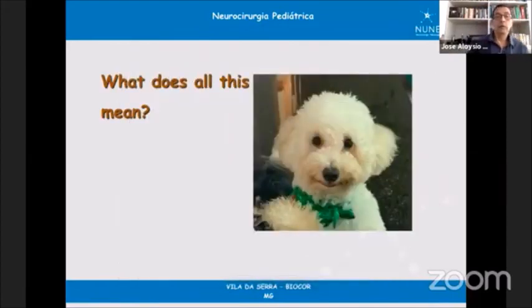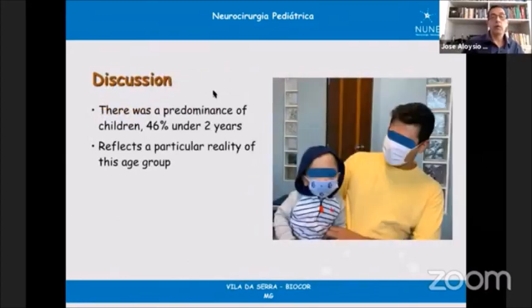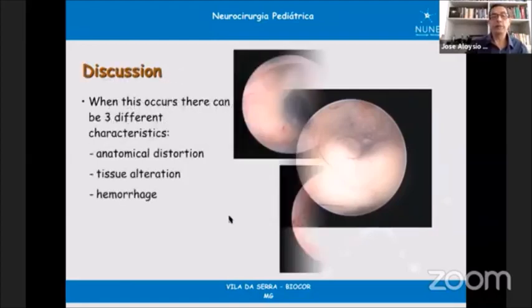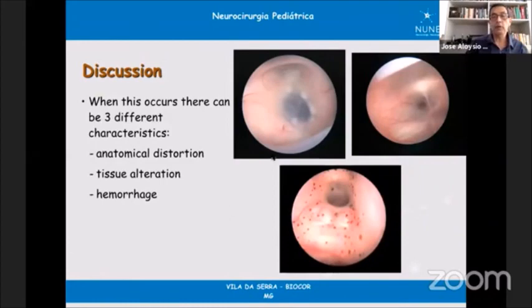And what does all this mean? Well, of course, we're talking about the age groups, especially children under 2 years. That was our initial goal. And the interesting fact is that when performing ETV in this age group, we'll have a 1/3 chance of finding an unusual anatomical tuber cinereum. And on this occasion, we will have 3 different types to deal with: anatomical distortion, tissue alteration, and hemorrhage.